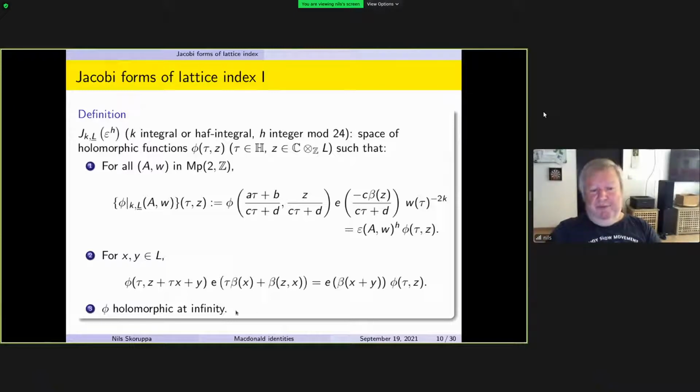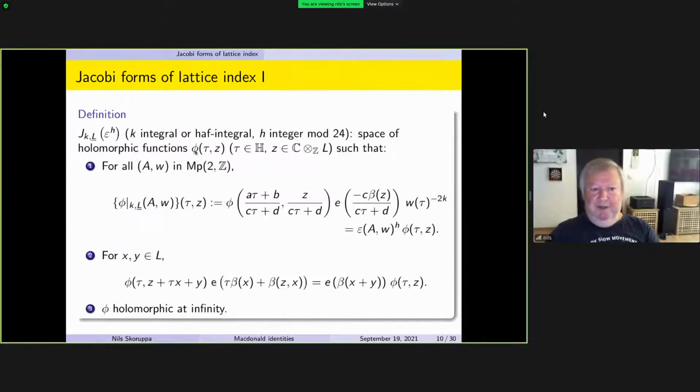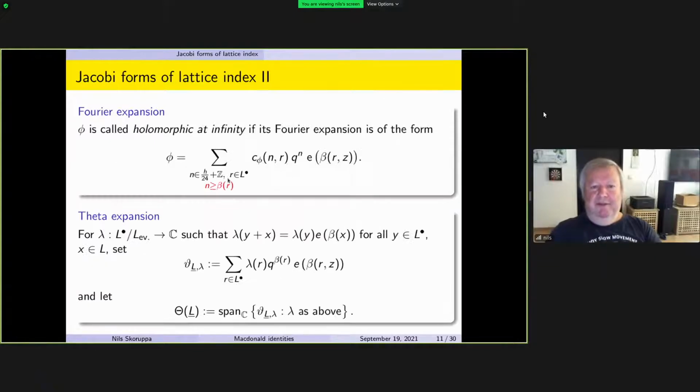Okay, and the third condition is that phi is holomorphic at infinity. What does this mean? Well, that means the following. If we take a function, as I just put it here, which satisfies these conditions 1 and 2, so this modular property and this quasi-periodicity, then this function has a Fourier expansion, of course. It has a Fourier expansion of this kind, with some Fourier coefficients, and e to the 2 pi i tau n, and then e of beta r z. That is what we anyway have. And indeed, this r runs here in L dot, the shadow of L, in general, if L is an odd lattice; otherwise, of course, it's the dual lattice.